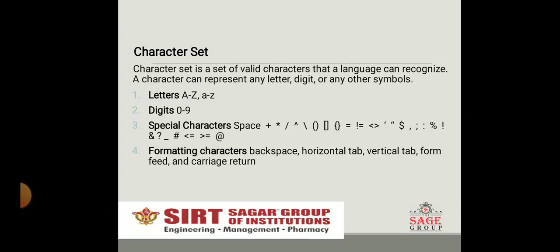Same as a programming language, whenever we write in a programming language, we use different types of things like tokens, keywords, reserved words, character sets, identifiers, operators, symbols, specifiers, separators. So these are the things that we use.